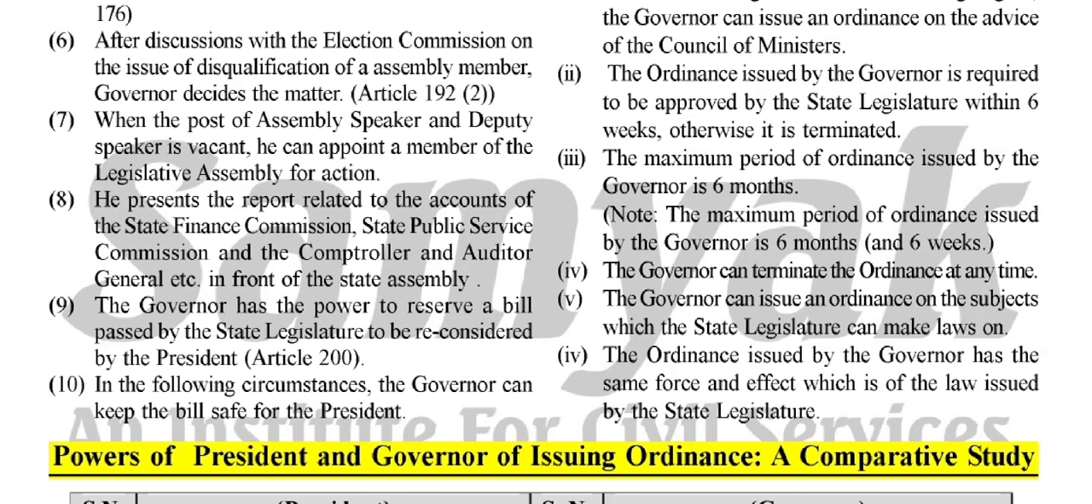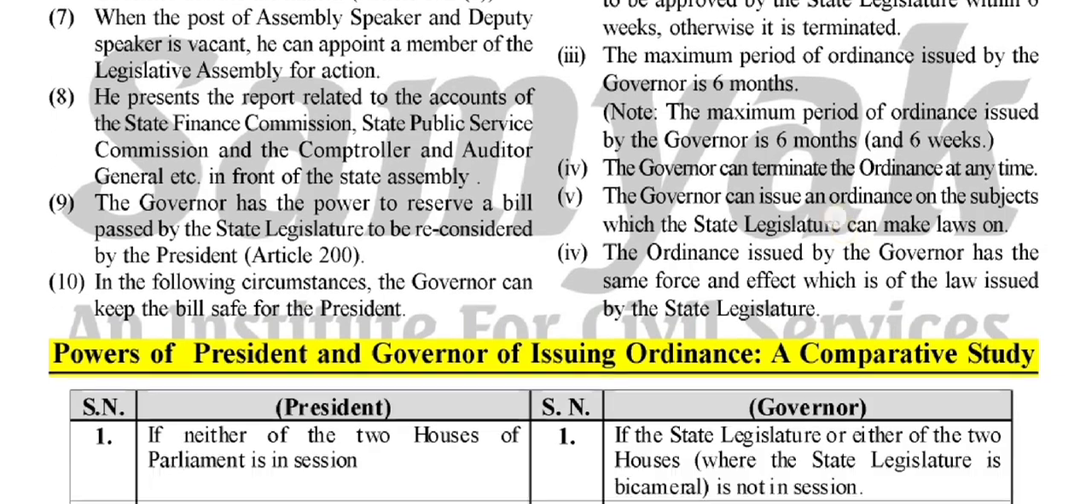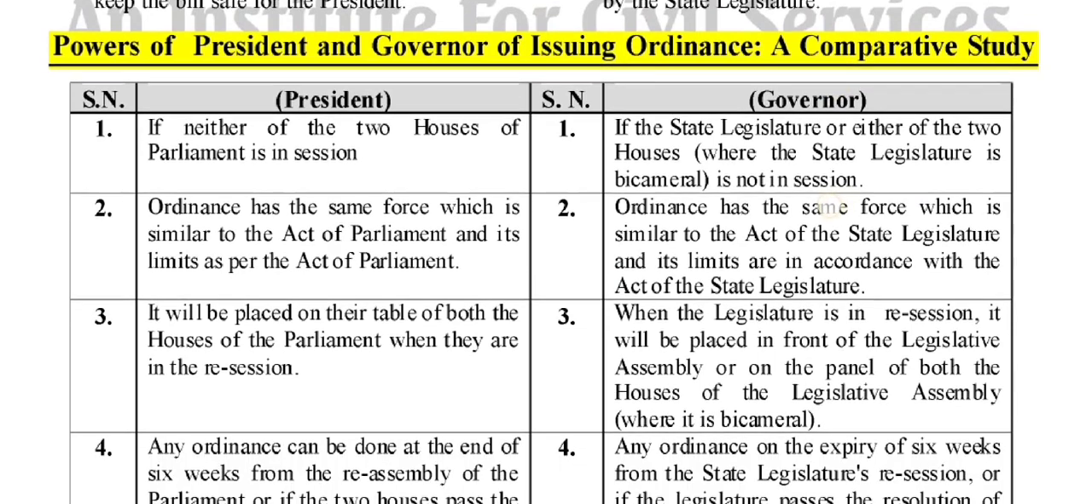The governor can issue an ordinance on the subjects on which the state legislature can make laws. The ordinance issued by the governor has the same force and effect as a law made by the state legislature. Powers of the president and the governor of issuing ordinance.